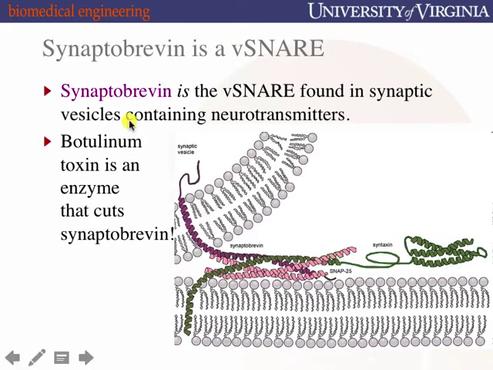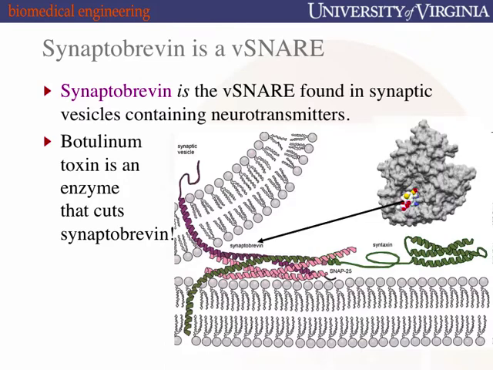All right? So synaptobrevin is the vSNARE that's found in synaptic vesicles containing the neurotransmitters. It's going to bind syntaxin on the plasma membrane. It's going to undergo this wrapping around one another, and as a consequence, it pulls those two membranes ever so close, squeezes out every single water molecule between the phospholipids, and then they can fuse. All right? What botulinum toxin does is it's an enzyme that's going to cut synaptobrevin.